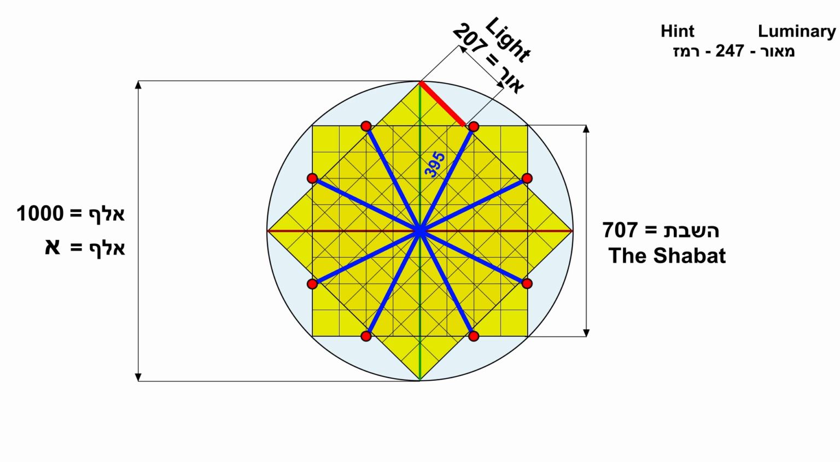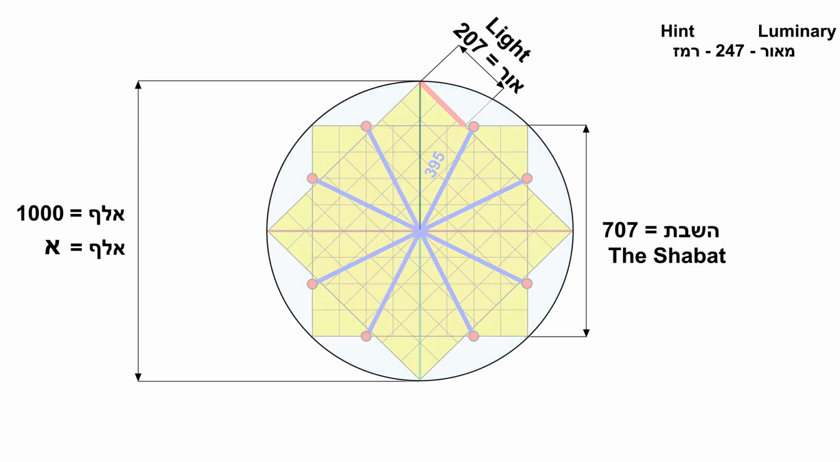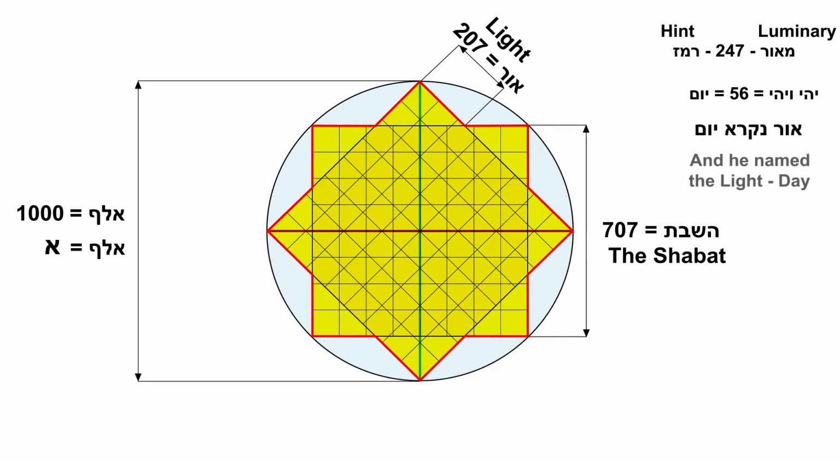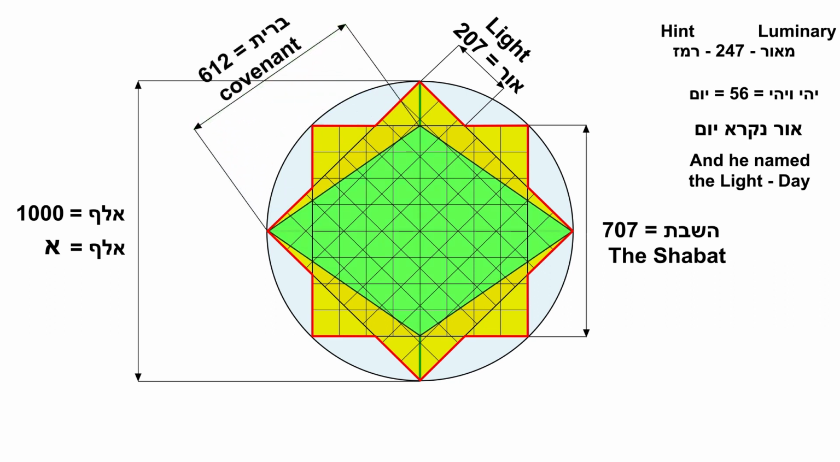And indeed, the geometry of the fourth day, when heavenly lights were created, contains hints, a big clue and a small one. The godly command, "Let there be," and indeed it became. Yehi vayehi in Gematria 56 equals Yom, day. And the created light, as we know, was called day. And Elohim named the light day. The lights of the heavens and Shabbat are reinforced by a rhombus of covenant, Brit, 612.